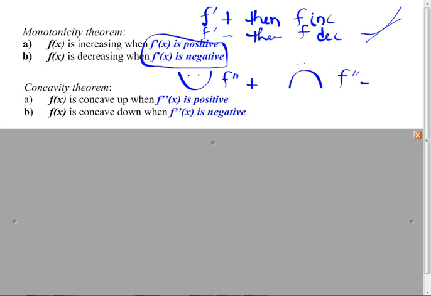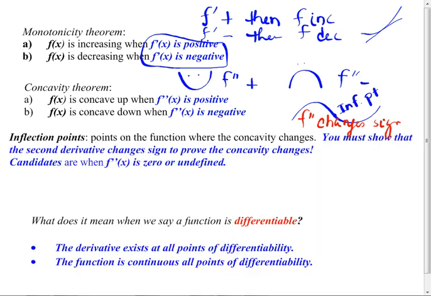Now, inflection points occur when the concavity changes. But that's not how you prove you have an inflection point. So there's an inflection point. Okay, guys? How do you know that we have an inflection point? It's just change the sign. You're right.